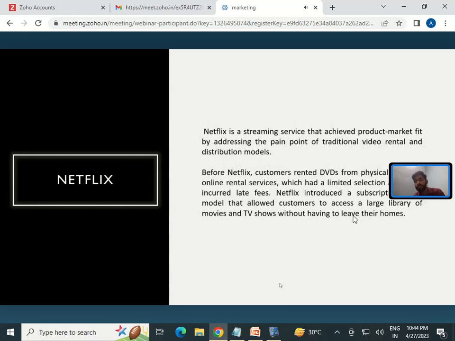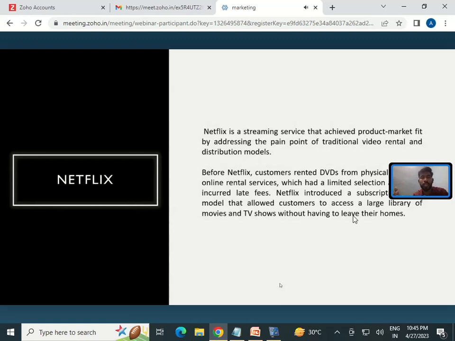So they identified the problem here. This is where the Netflix organization, or the group of members, identified the problem: the selection is limited and some fees are extra. Now Netflix introduced a subscription-based model that allowed customers to access a large library of movies and TV shows that you are also enjoying, even at your weekends, and without having to leave their homes. This is first, and this is the point that scaled up during COVID.